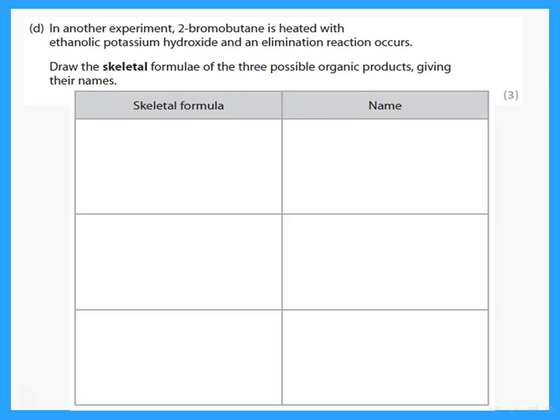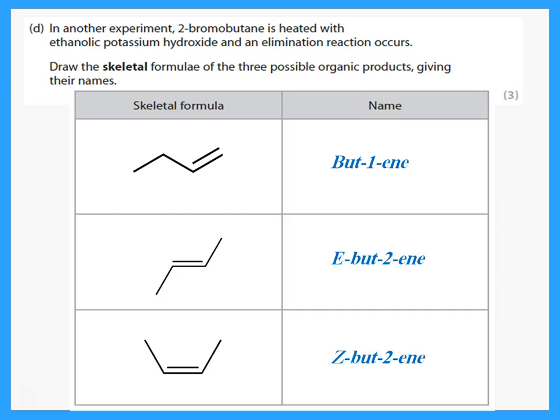So he says, draw the skeletal formula of the three possible organic products giving their names. Okay, if we remove the bromine from the 2-bromobutane and we form butene, what kind of product can we have? Either it is like this, and this is but-1-ene, or it is but-2-ene. The thing is, but-2-ene can either be a cis or a trans, or what we call an E or a Z. So these are the three possible products from the elimination reaction with 2-bromobutane.